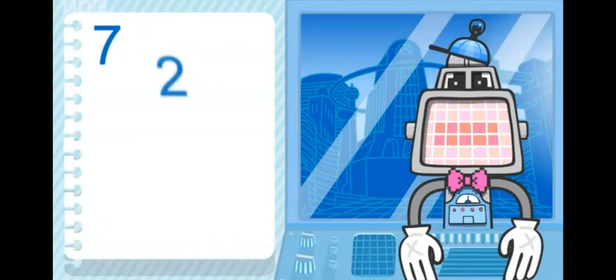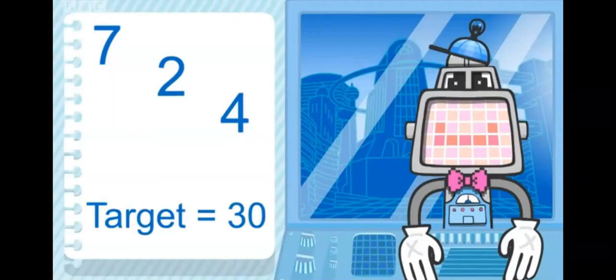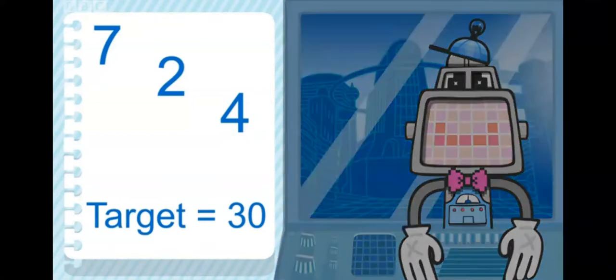7, 2, and 4. And the target number, Matrix? 30. Okay, 30. You've got to juggle the numbers 7, 2, and 4 and come up with the target number 30. Start working it out in your head now. You've got 30 seconds to come up with the answer.